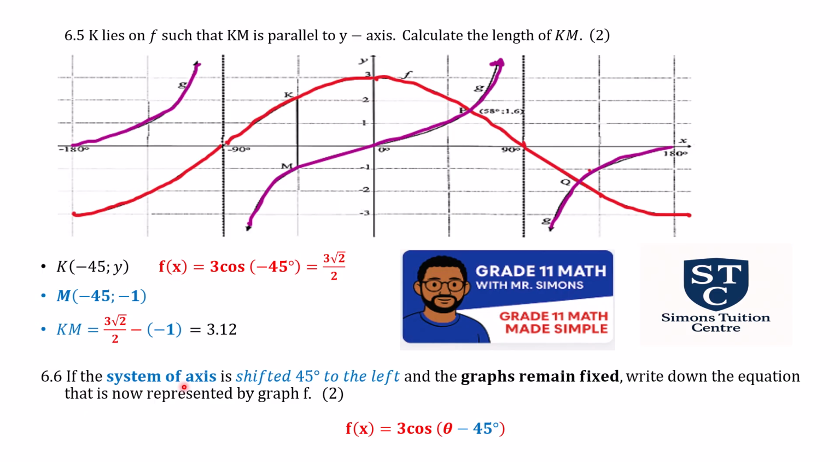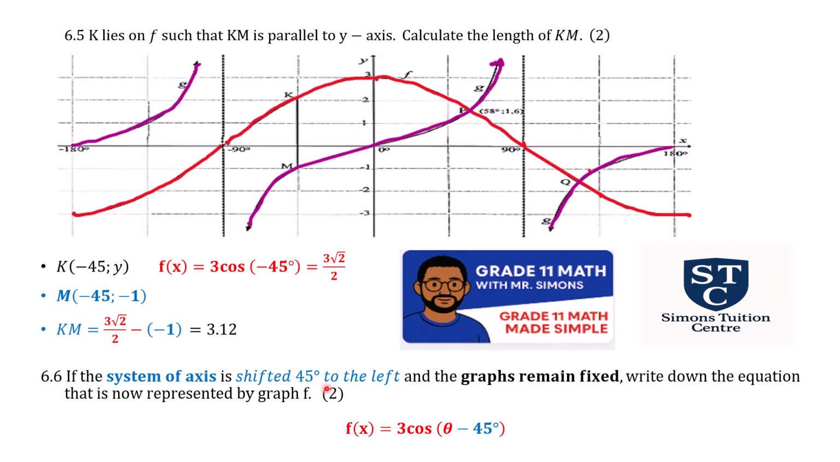6.6, they say if the system of axes is shifted 45 degrees to the left and the graph remains fixed. So we leave the graph as it is, but we take this whole axis there in black behind and we move that 45 degrees. Right? Write down the equation that's now represented. So if I shift that 45 degrees, I'm moving to the left in this direction here. Then what happens? Normally we would write plus 45. But the graph, because it stays fixed, has actually moved 45 degrees to the right, and therefore it's written as negative 45. Right? The period still stays 3. So don't get caught out with that.